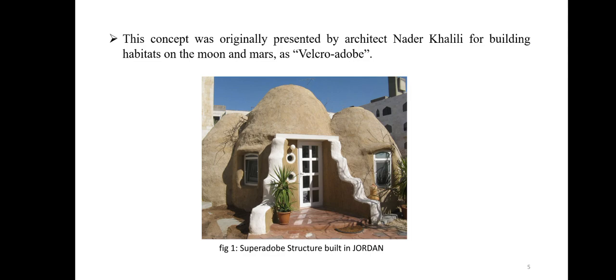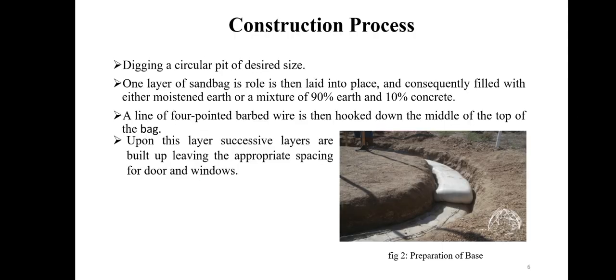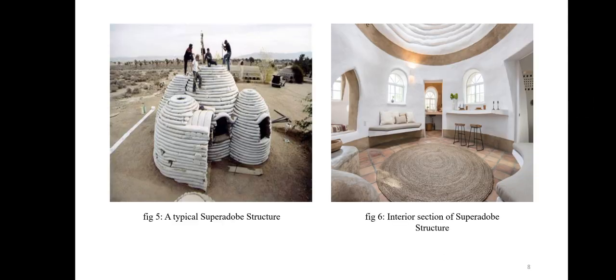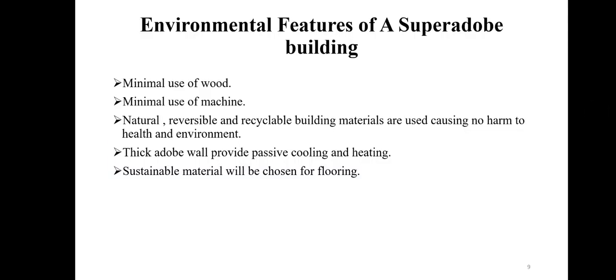Let's move to the construction process. First of all, dig a circular pit of desired size, then place the bag in layered form. Then place a four-point barbed wire in the middle of the bag. Upon this layer, successive layers are placed. In figure 3, barbed wire is shown. In figure 4, layers of earth bags are shown. In figure 5, a typical superadobe structure is shown. In figure 6, an interior section of a superadobe structure is shown. Let's move to the next slide.